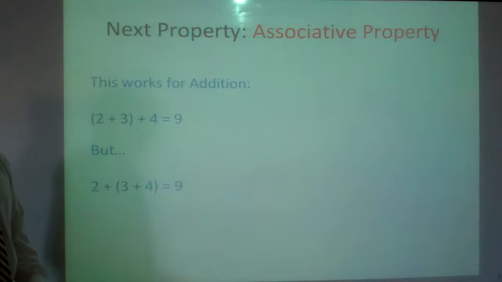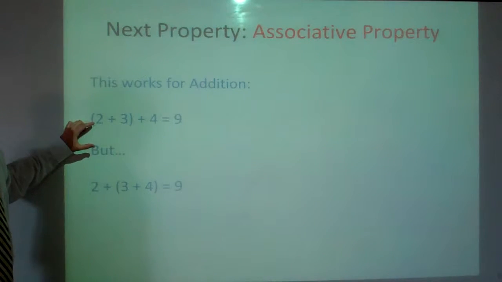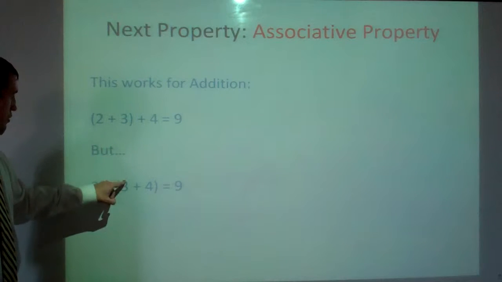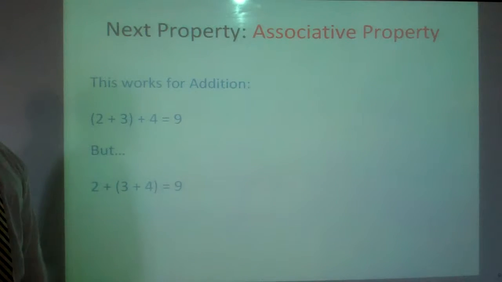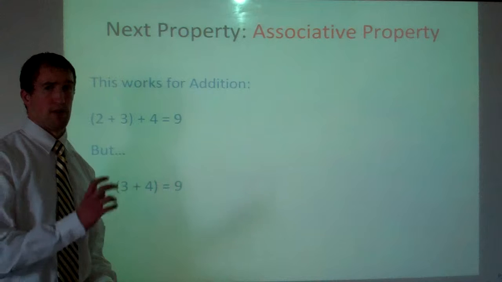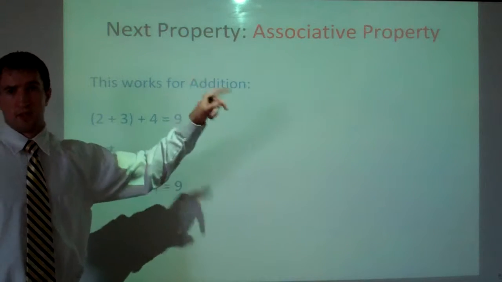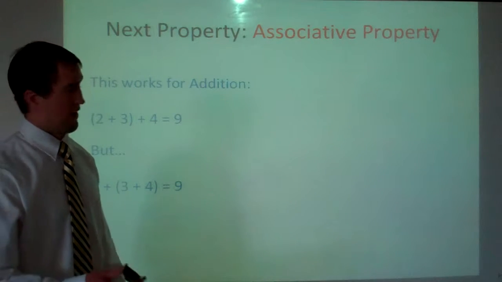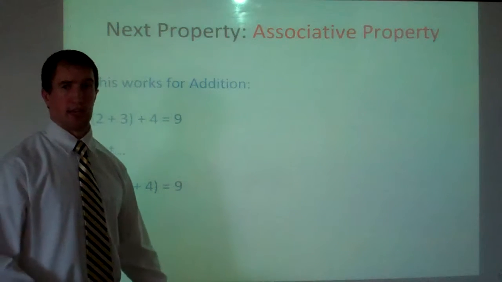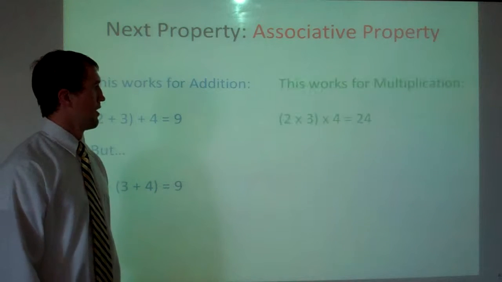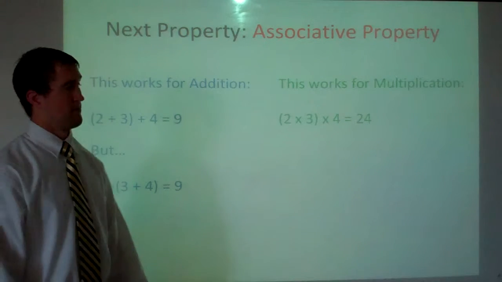Now just notice the order of the numbers did not change. 2, 3, 4. The only thing that changed is where we put those parentheses, and we still got the same answer. So addition and the associative property, they work together. And once again, like you probably figured, this also works for multiplying.